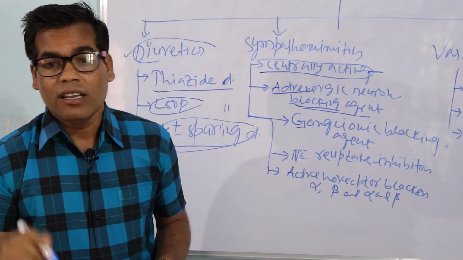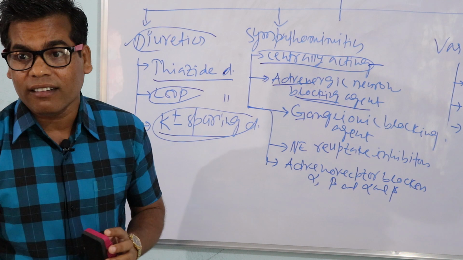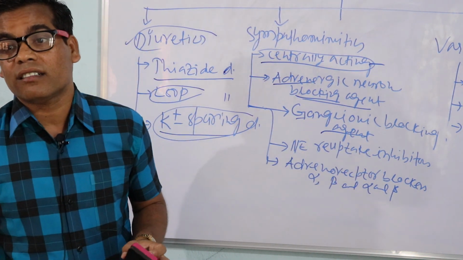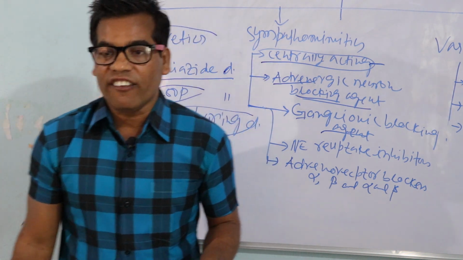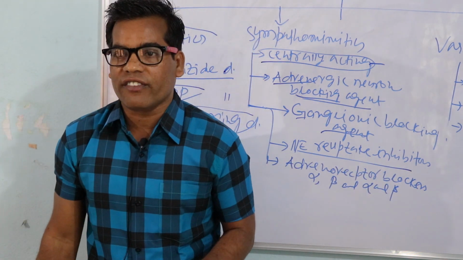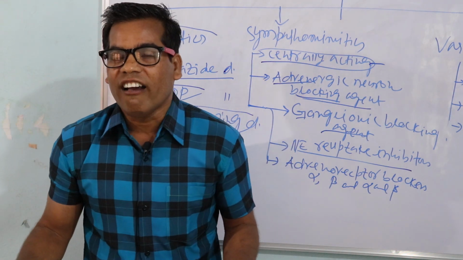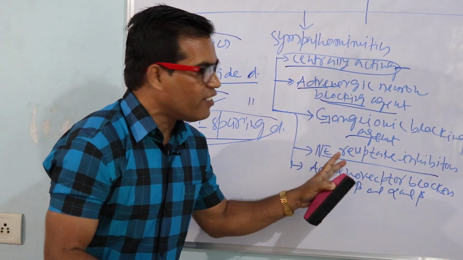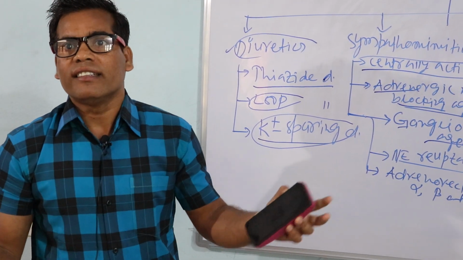Next, the ganglionic blocking agent. Only one ganglionic blocker is used to treat hypertension, that is none other than trimethaphan. Then go for the norepinephrine reuptake inhibitors. What is the function of norepinephrine or noradrenaline? They are catecholamines. They cause vasoconstriction to increase the BP. So if norepinephrine is inhibited in the adrenergic nerve endings, there is no action.